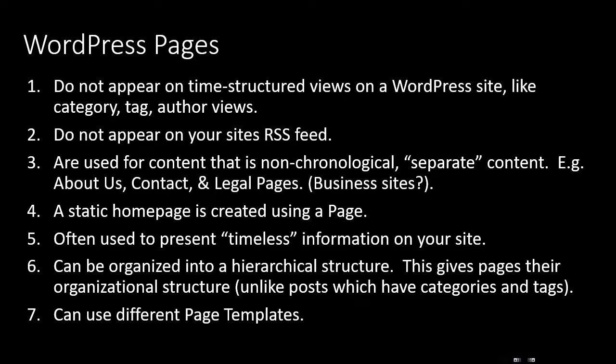WordPress pages are typically used for content that is non-chronological or completely separate from any other piece of content on the website. So an About Us page, or a contact page, or a legal page. These are the types of content that you wouldn't want to be able to assign a category to, would you? You wouldn't want to assign a category to a contact page or a privacy policy. So that is often a good test. Should I be using a page or should I be using posts?